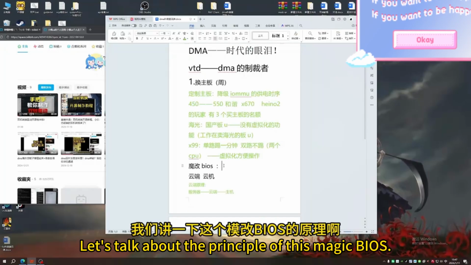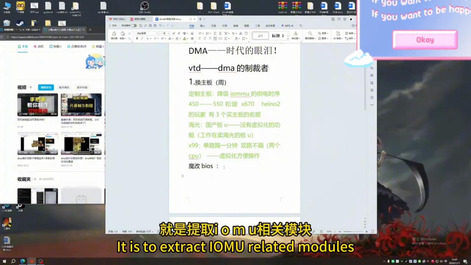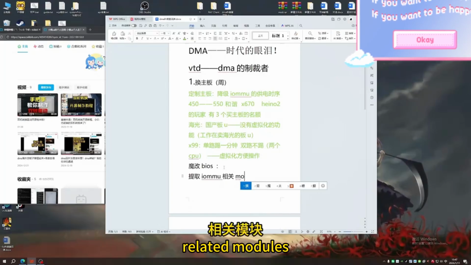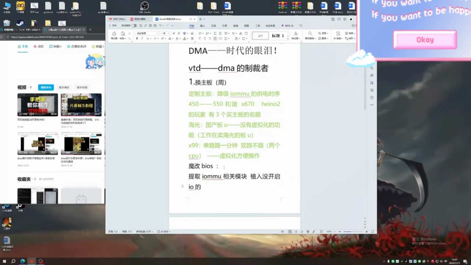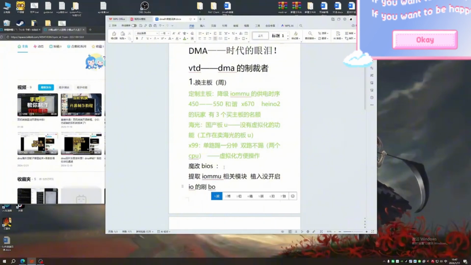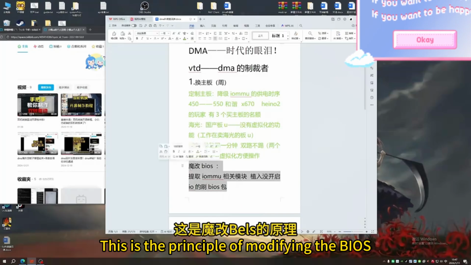Next, let's talk about the principle of this Magic BIOS. How does the Magic BIOS operate? It extracts the IOMMU-related modules and plugs this module into the BIOS that does not turn on I/O. It is equivalent to flashing the BIOS bag. This is the principle of modifying the BIOS.